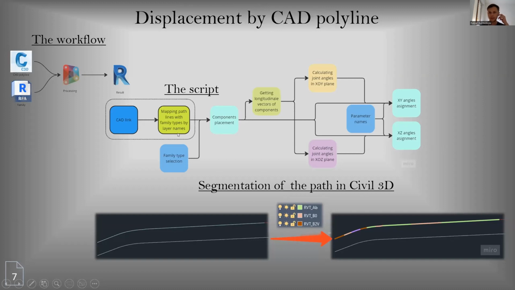And in order to map, to show to Revit which family, which type, where to place, it was decided to use such a way. So the path was deconstructed into a few lines, and each line was assigned with a layer, and the layer name corresponded to the name of the type inside the family, so that the layers could be mapped with the type of family which has to be used.